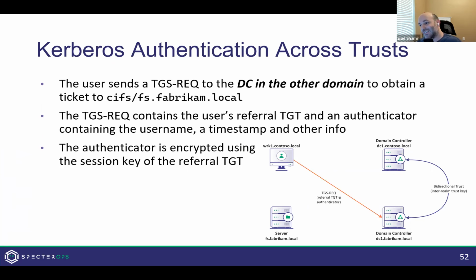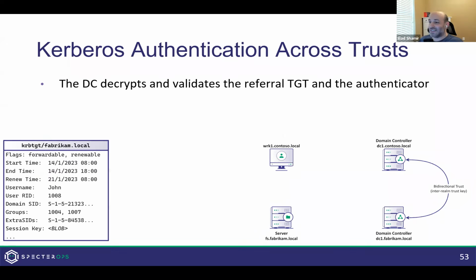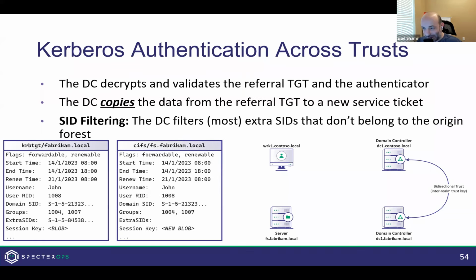And now the user can send a TGS-REQ to the DC in the Fabricam domain. The DC decrypts the ticket using the inter-realm trust key and validates it. Now the DC can issue a service ticket for John to the file server. To do that, the DC copies the information from the referral TGT to a new service ticket. However, there is some SID filtering going on here. And you can see that the extra SIDs field in the new ticket is blank.